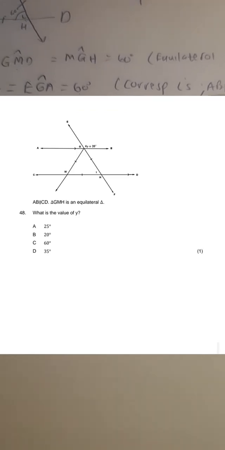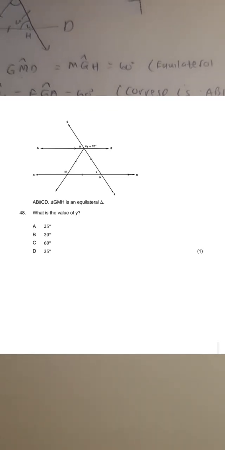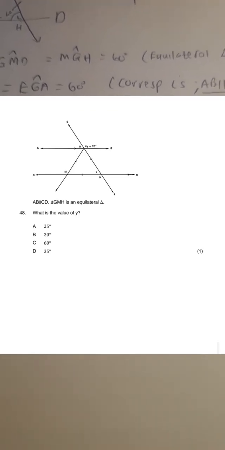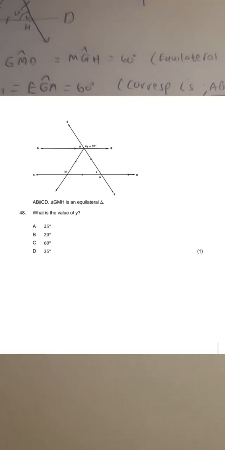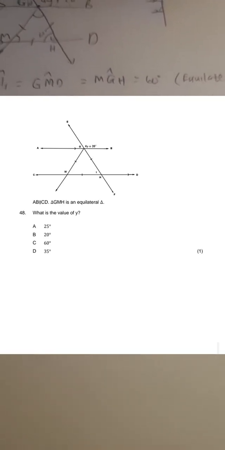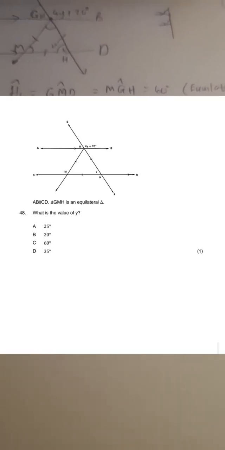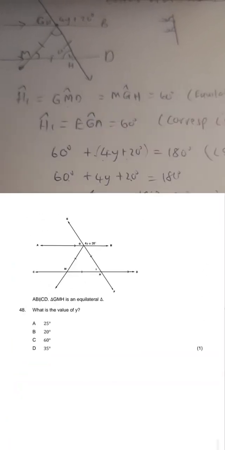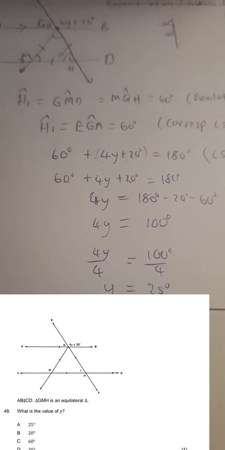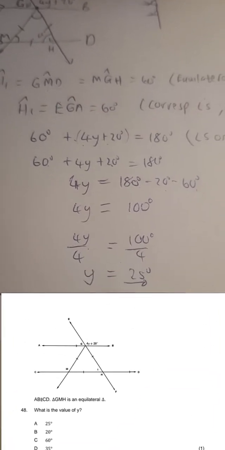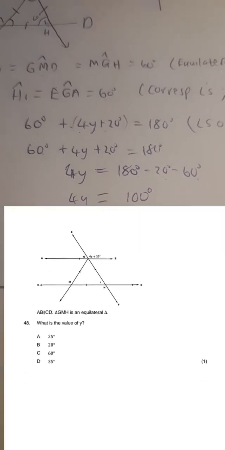What is the value of y? Is it A, 25 degrees, B, 20 degrees, C, 60 degrees, or D, 35 degrees? Guys, this is straightforward. It is A, 25 degrees. Okay, y is 25 degrees.